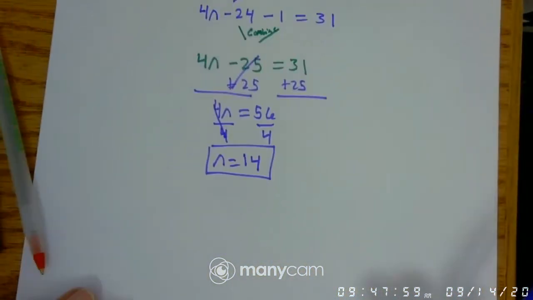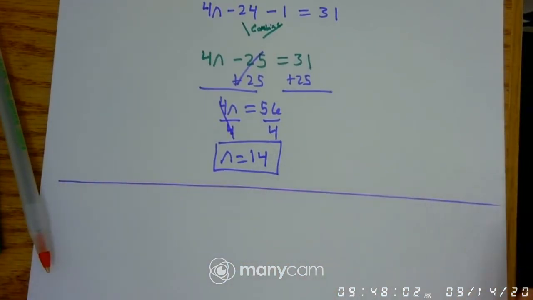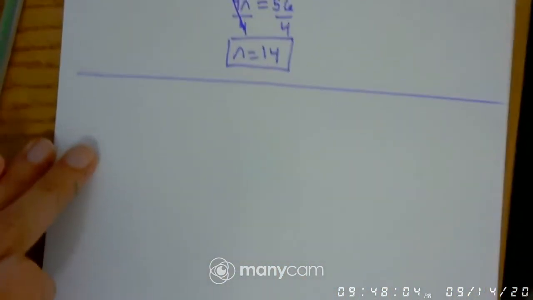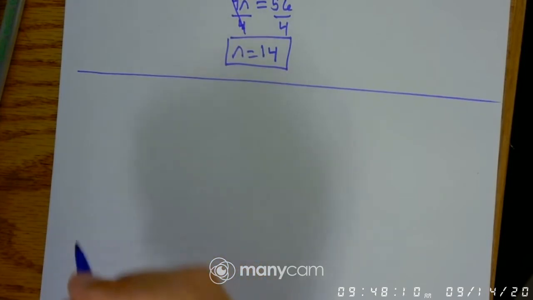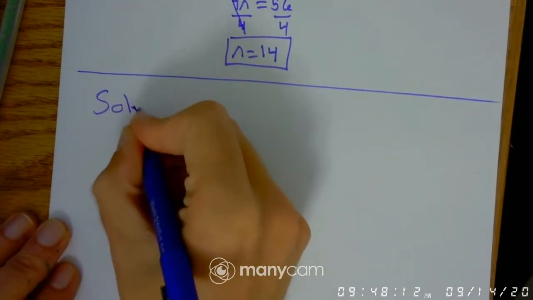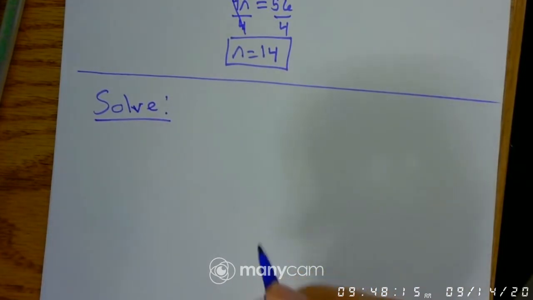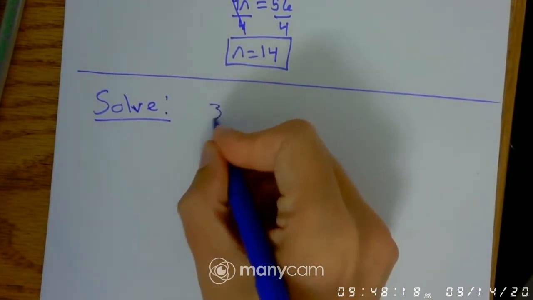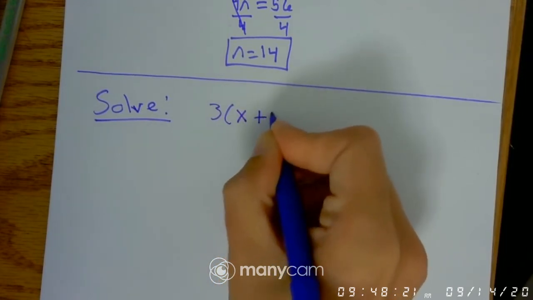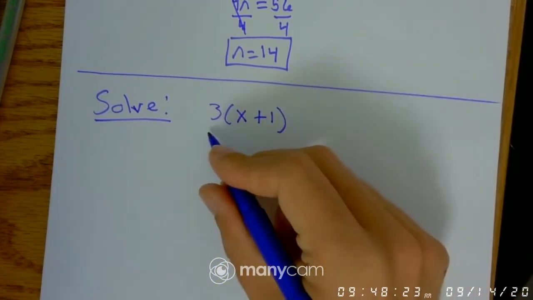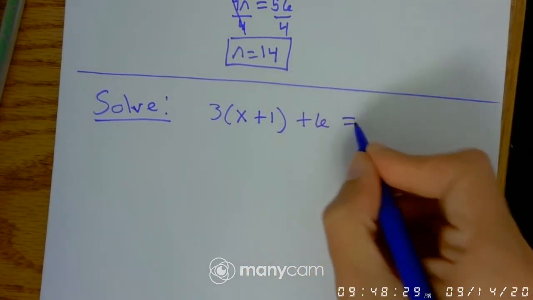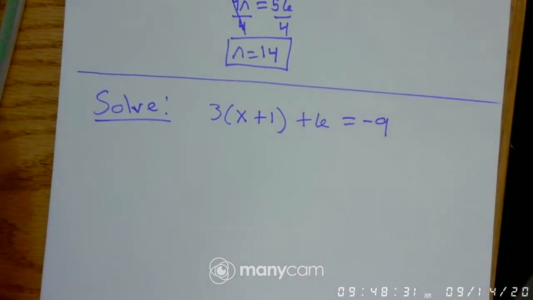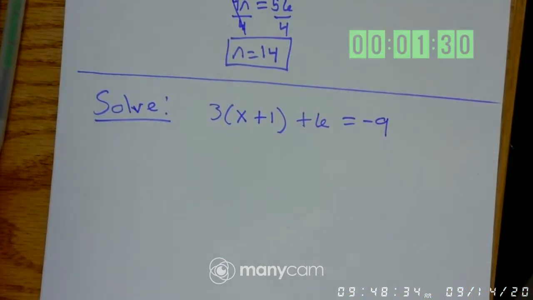So with that little time, we're going to solve one more equation. We're going to do one more practice, because I want you guys to feel like you can do this, you can try it before we leave today. So let's do this. Solve. I like this one. Okay, 3 times the quantity of x plus 1, plus 6 equals -9. So let's go ahead and give that a shot.